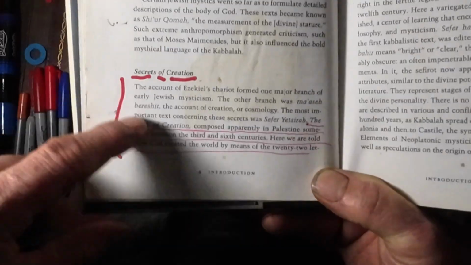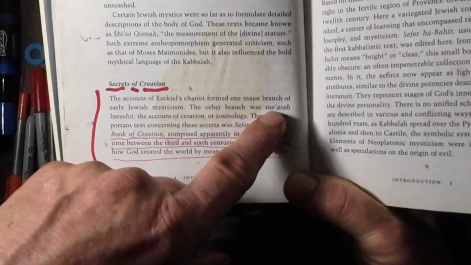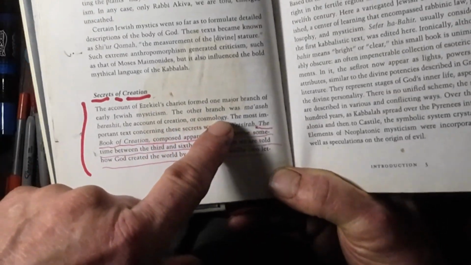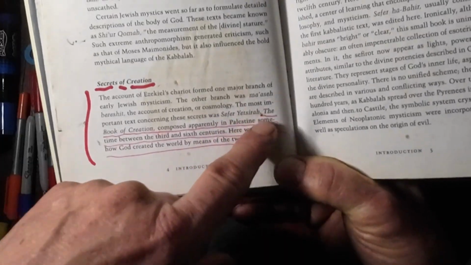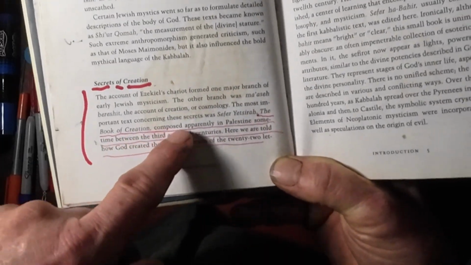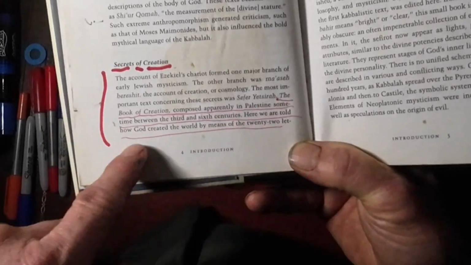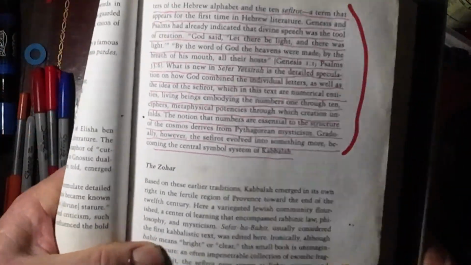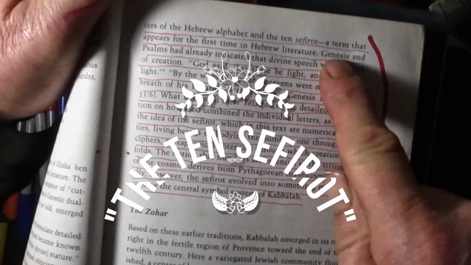The account of Ezekiel's chariot formed one major branch of early Jewish mysticism. The other branch was Ma'aseh Bereshit, the account of creation or cosmology. The most important text concerning these secrets was Sefer Yetzirah, the book of creation, composed apparently in Palestine sometime between the 3rd and 6th centuries. Here we are told how God created the world by means of the 22 letters of the Hebrew alphabet and the 10 Sephiroth, a term that appears for the first time in Hebrew literature.